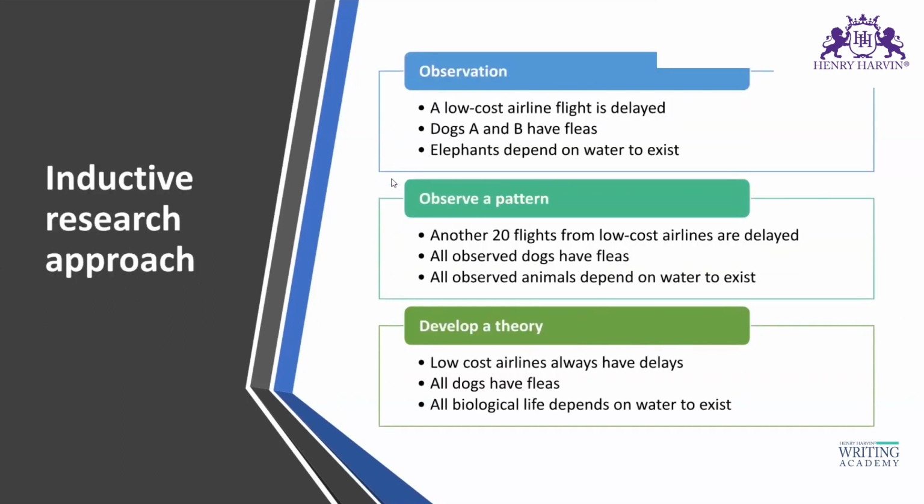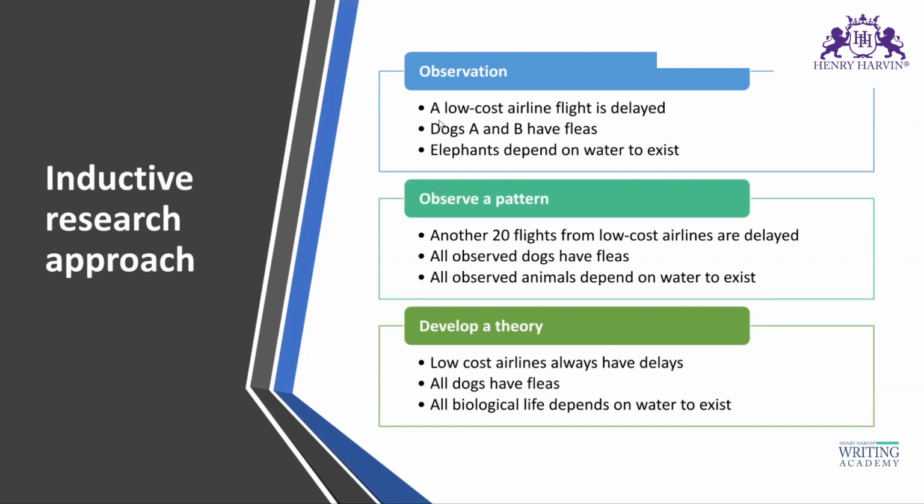So, when I talk about inductive research, based upon some observation, I'm trying to develop a theory. So, just have a look at the example here. It's a very interesting example. It says a low cost airline flight is delayed. So, this is an observation that a writer has made. The second observation is dogs A and B have fleas. And the third one is that elephants depend on water to exist. So these were the three observations made.